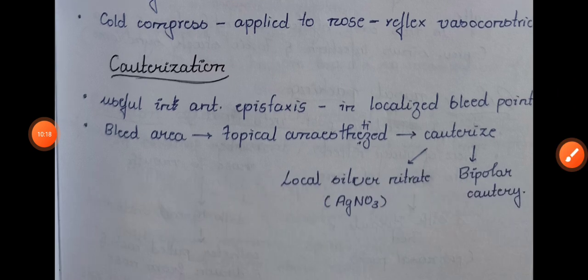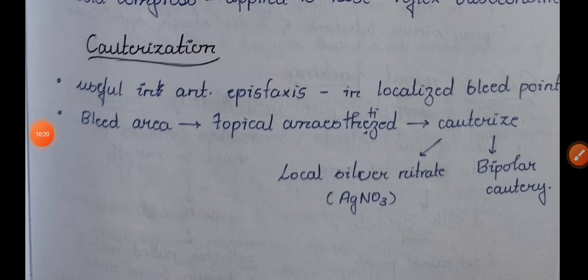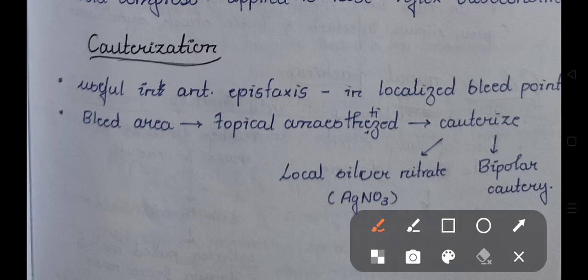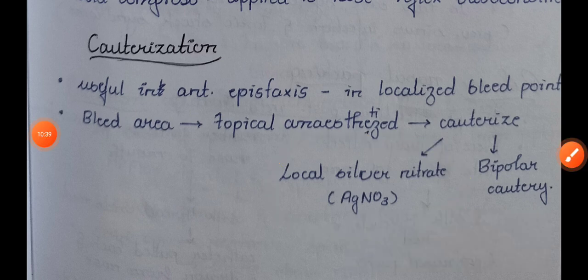Next is cauterization. It is useful in anterior epistaxis. Cauterization is used in anterior epistaxis to localize the bleeding point. At the bleeding area we will give topical anesthetic and cauterize, by bipolar cautery or local silver nitrate (AgNO3) cautery. If there is anterior epistaxis, we should locate the site of bleed and cauterize it.